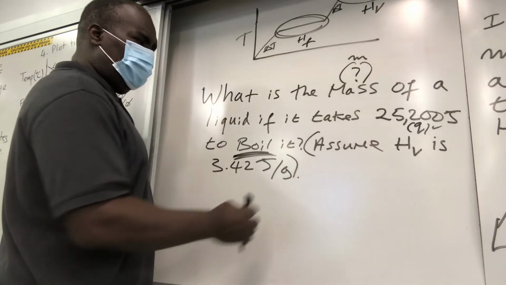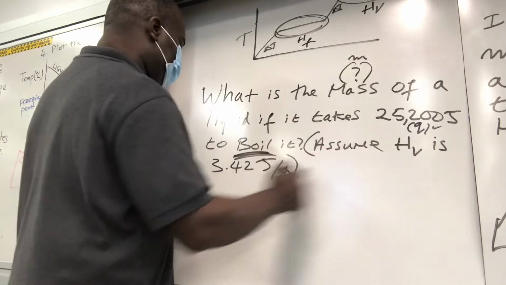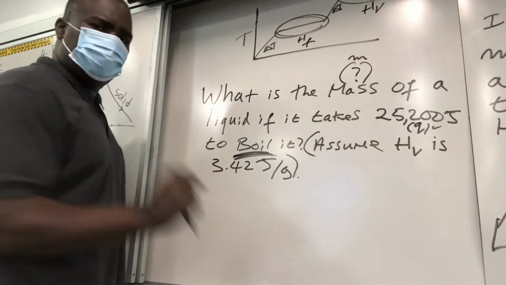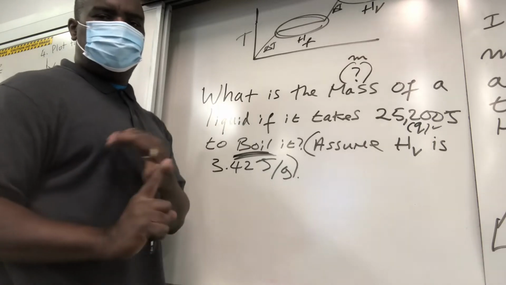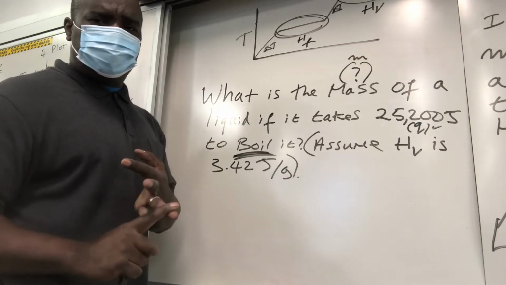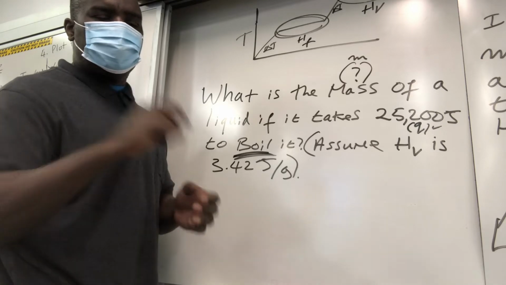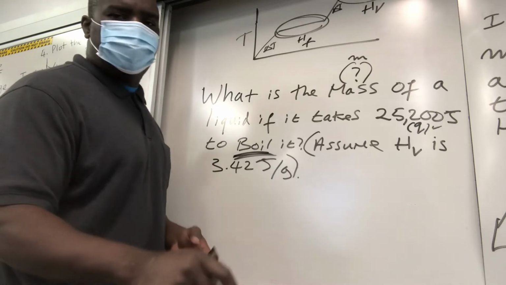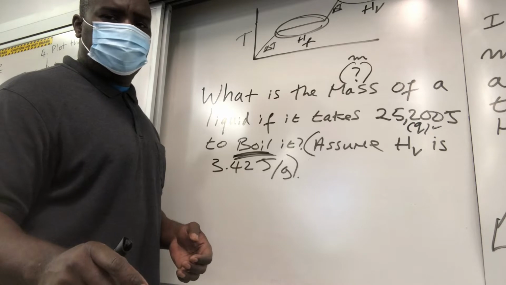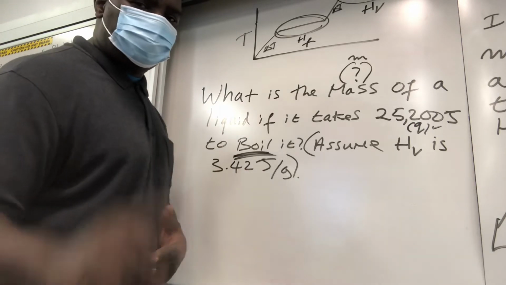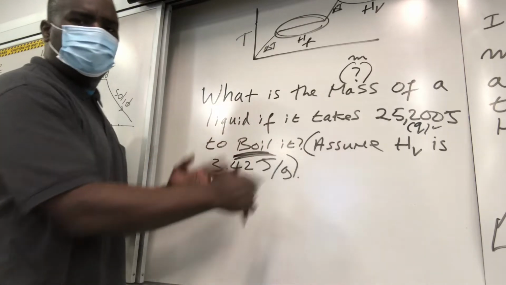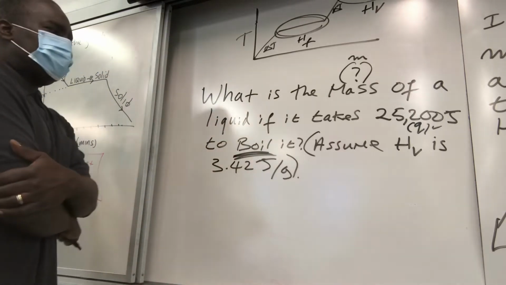Now, it says assume the H of V is 3.42 joules per gram. Now remember, people, if it's not water, they either have to give you the H of V or H of F, or you calculate it. You don't go to the table B and use water's value for H of V and H of F, okay? Those values on table B are just for water. So remember that. But this is some liquid, it's not water. No problem.